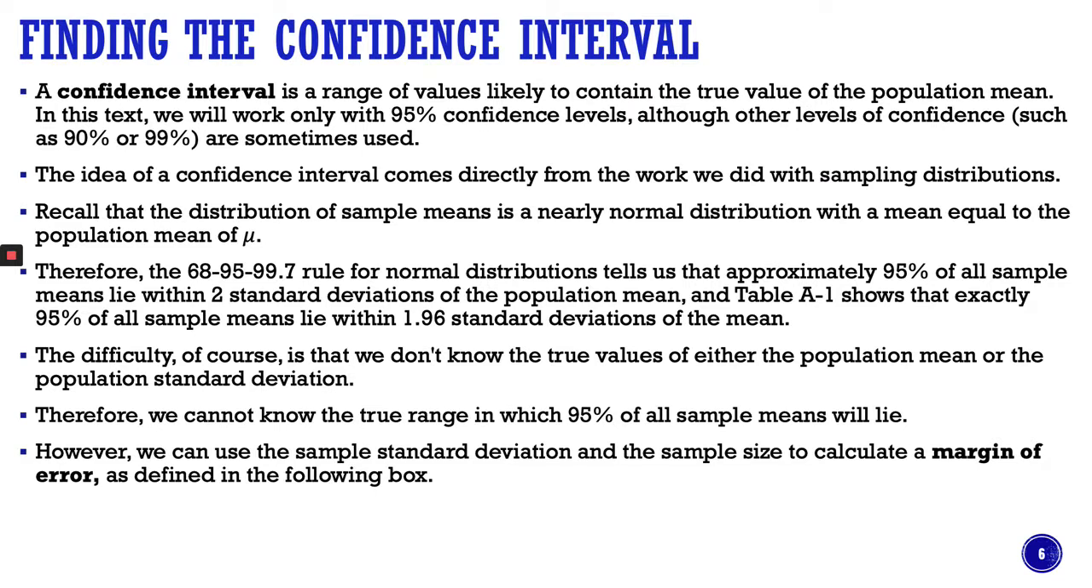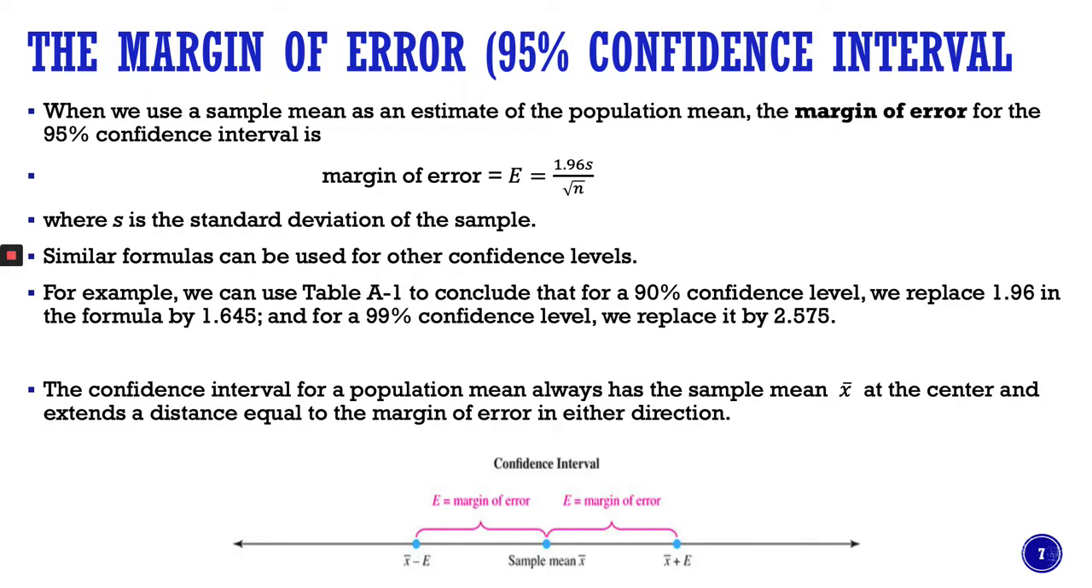The difficulty, of course, is that we don't know the true values of either the population mean or the population standard deviation. Therefore, we cannot know the true range in which 95% of all sample means will lie. However, we can use the sample standard deviation and the sample size to calculate a margin of error as defined in the following. So when we use a sample mean as an estimate of the population mean, the margin of error for the 95% confidence interval is E equal to 1.96 S, that's standard deviation, divided by the square root of N, which is our sample number.